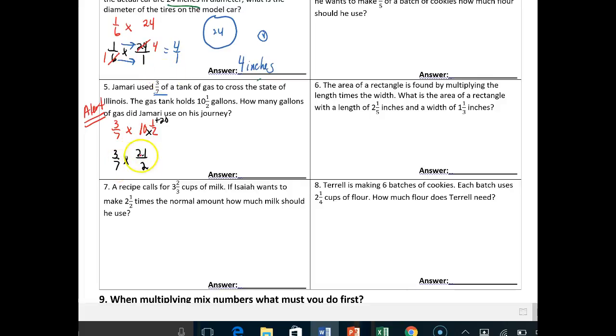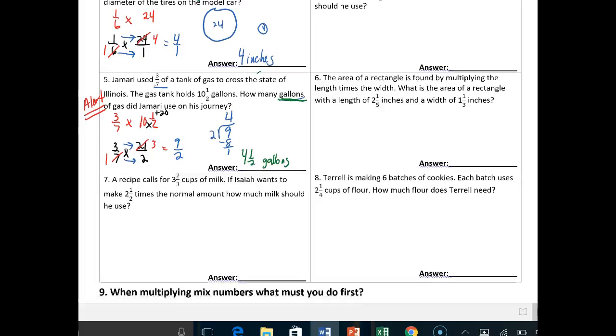Look to cross cancel. The 7 and 21 cross cancel, so divide by 7. 7 divided by 7 is 1. 21 divided by 7 is 3. Multiply straight across. 3 times 3 is 9. 1 times 2 is 2. 2 goes into 9 4 times with 1 left over. So gallons are the units that we're using. So 4 1/2 gallons of gas. Pretty efficient car, actually, to drive across the state of Illinois. Probably not really realistic, but 4 1/2 gallons of gas is what he used.